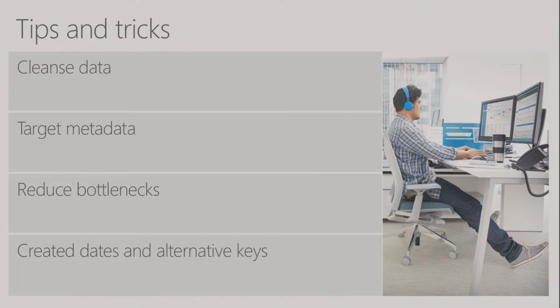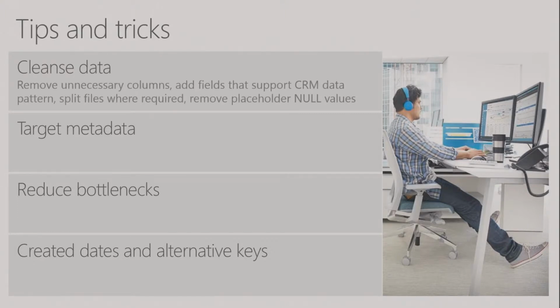One is to cleanse the data. There's a few things here. It makes sense, but specifically for Data Loader, we want to remove the unnecessary columns, because when we're putting this in SQL Azure storage, it causes greater and greater computation when we're trying to make sure this metadata is being met. So if there are extra columns you're not going to bring over, just make sure they don't get up there, and it'll help your performance. We also need to add fields that support CRM data patterns. We'll get into that in a couple of slides' time.